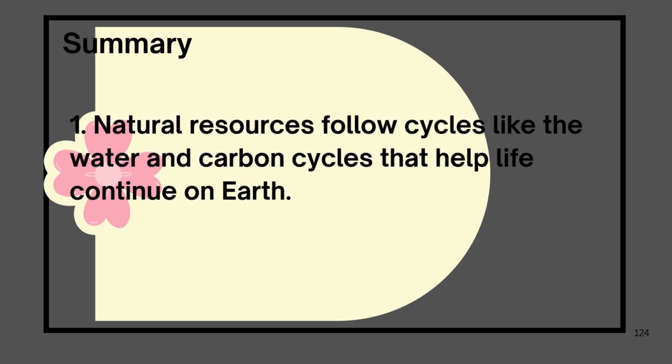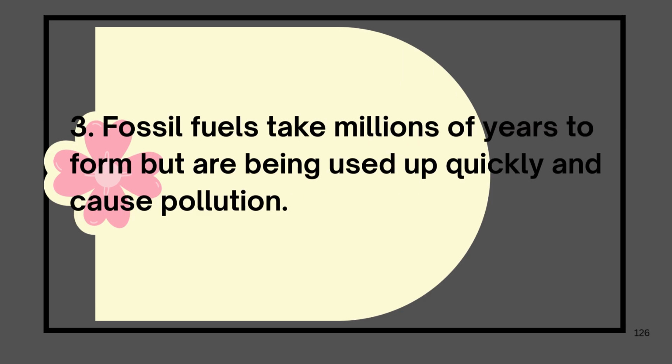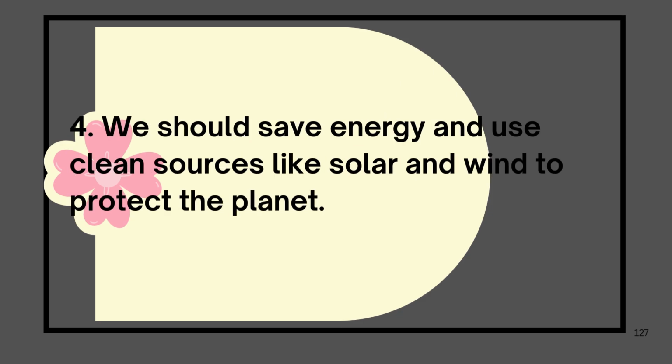1. Natural resources follow cycles like the water and carbon cycles that help life continue on Earth. 2. Plants and animals play an important role in balancing nature by reusing carbon and water. 3. Fossil fuels take millions of years to form but are being used up quickly and cause pollution. 4. We should save energy and use clean sources like solar and wind to protect the planet.